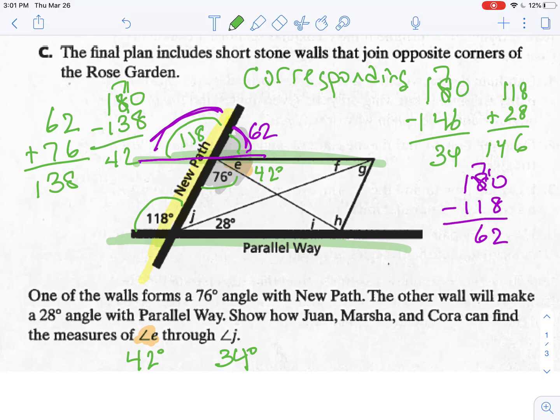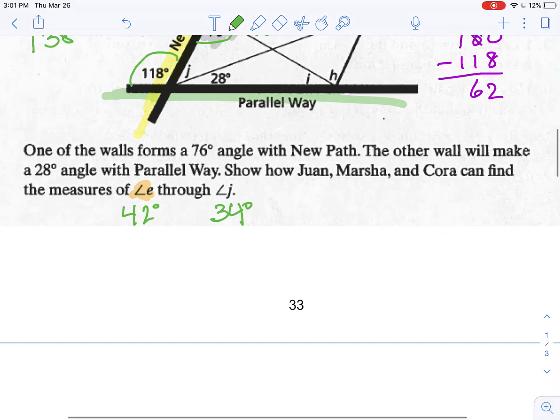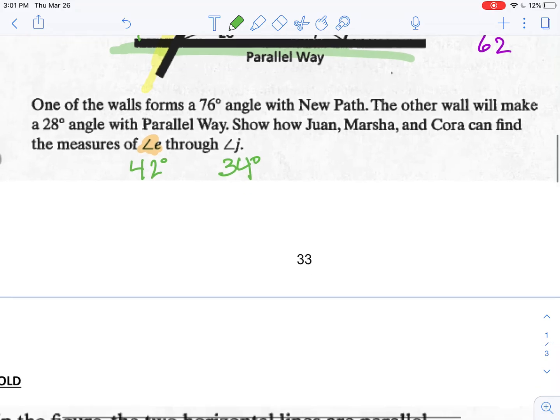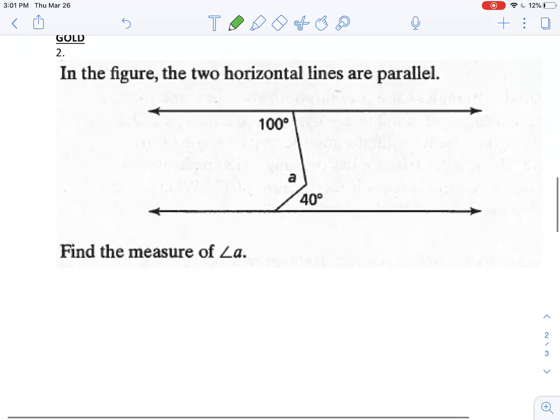If you know all of your angle pairs and everything that's going on, you should be able to find all the rest of those answers. Let me check before I give this to you and make sure that I'm right. Go up here: 118, 62, 118, 62, and angle E is 42 degrees. Angle J is 34 degrees. All right, this is truly a gold problem.